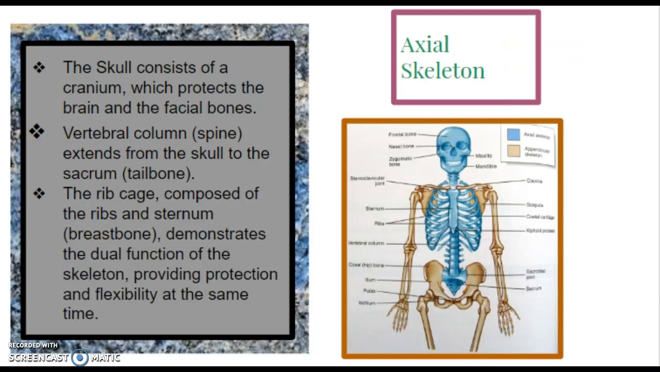The exoskeleton. The skull consists of a cranium, which protects the brain, and the facial bones. The vertebral column, or spine, extends from the skull to the sacrum, or tailbone. The ribcage, composed of the ribs and sternum (breastbone), demonstrates the dual function of the skeleton, providing protection and flexibility at the same time.